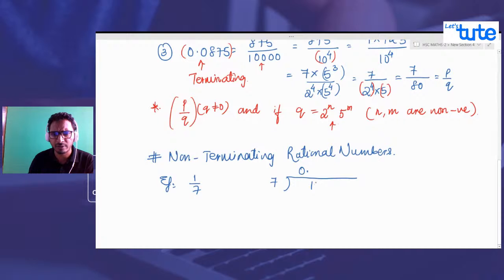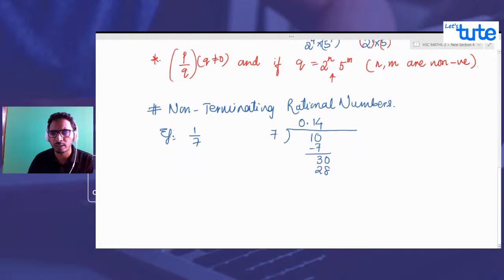When I put the decimal, we get 0. Then 7 ones are 7. We subtract and we get 3. And we have to take 0 because we have a decimal. Now 7 fours are 28. On subtracting, this will give us 2. Correct. And again, we will put 0.